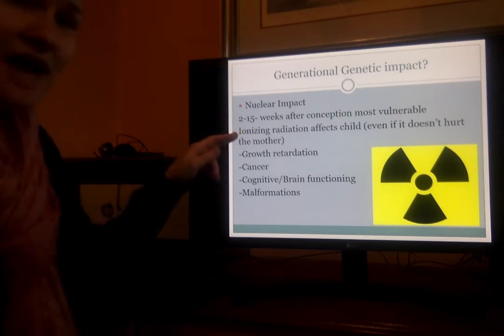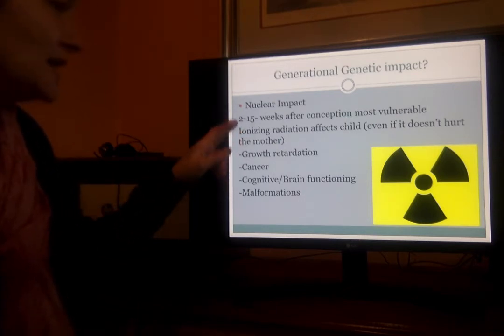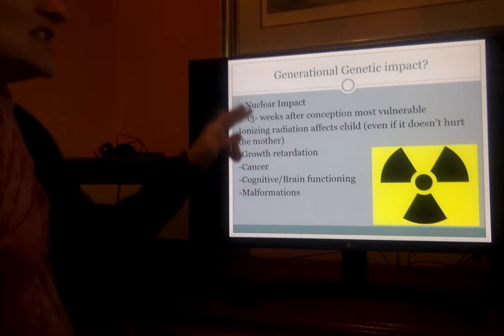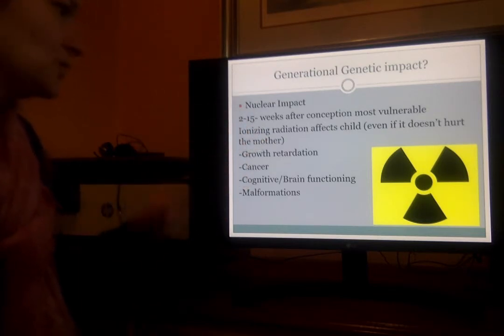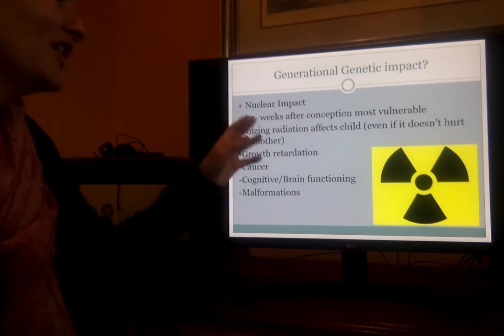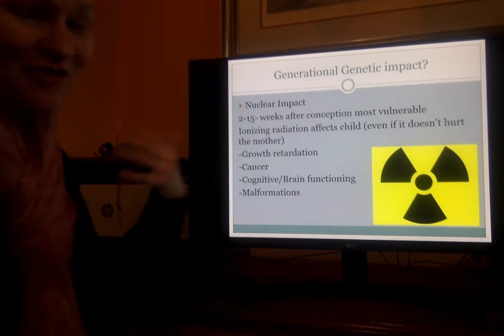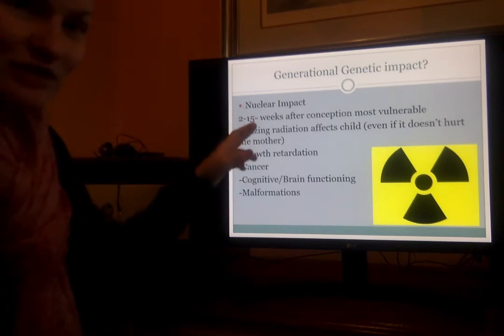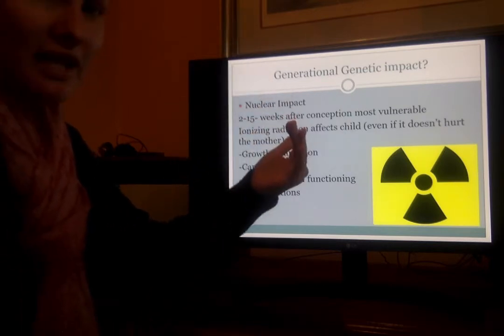This certainly does not mean that if a child is not in this period, ionizing radiation could not affect them. What it means is that this tends to be when they are most vulnerable. And of course, when we look at prenatal development and what's going on in weeks 2 to 15, how their brain is growing, what's going on with their heart and all that, we can maybe understand why this would be a period in which they're especially vulnerable.